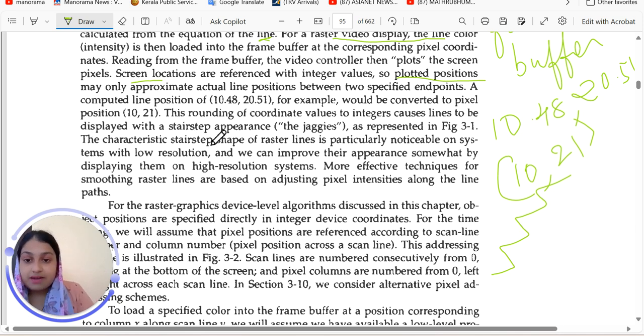The characteristic stair-step shape of raster lines is particularly noticeable on systems with low resolution. So on those systems with low resolution, we find the jaggies. We can improve their appearance somewhat by displaying them on high resolution systems. So if we want to avoid these jaggies, we have to display them on high resolution systems. More effective techniques for smoothing raster lines are based on adjusting pixel intensities along the line paths.